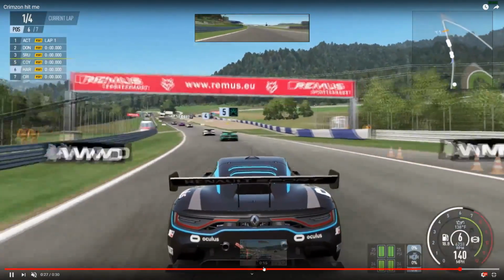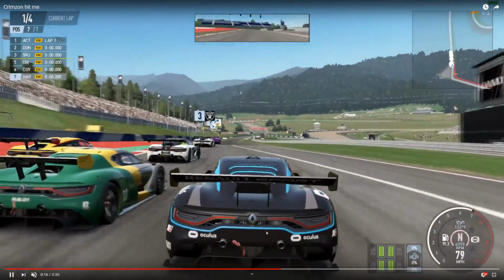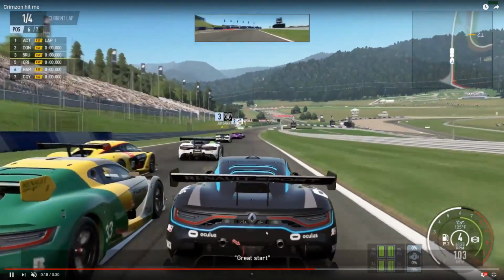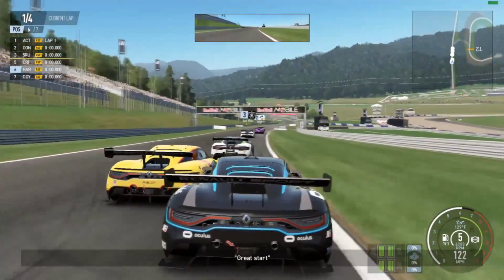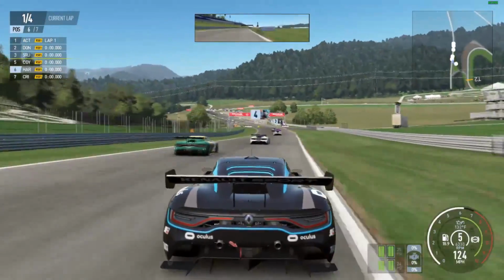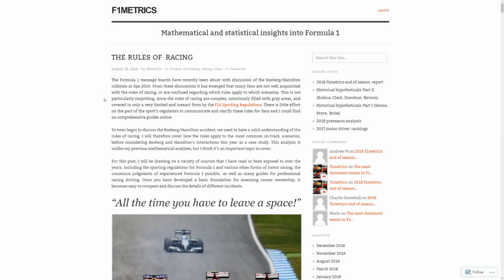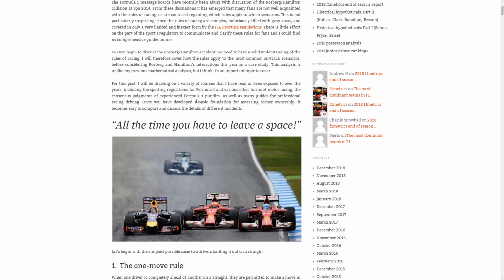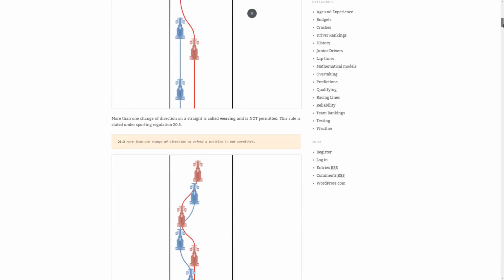First of all, we're going to go straight to the document that we look at every single week to get some background on the rules before we make a determination. That will help us for the rest of the clips as well. So here we are, back to the rules of racing document that we always use. This is always linked in the description as well.